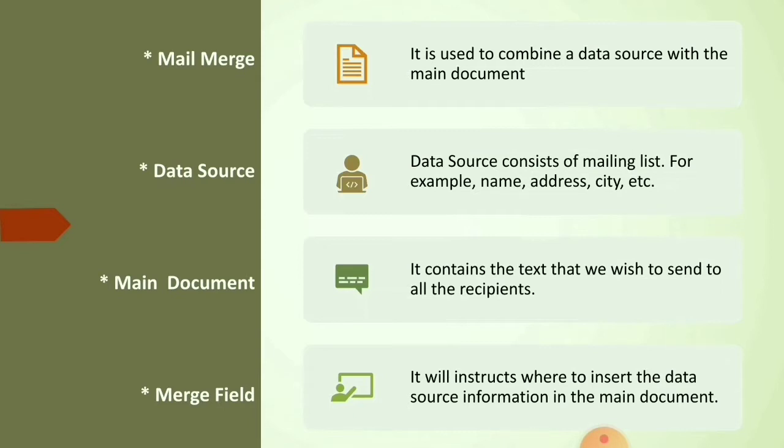Main document. Main document means it will contain the text, what content we are sharing, or what type of message we are sharing with our recipients. And merge field. Merge field will help you decide where the data source information should be inserted.